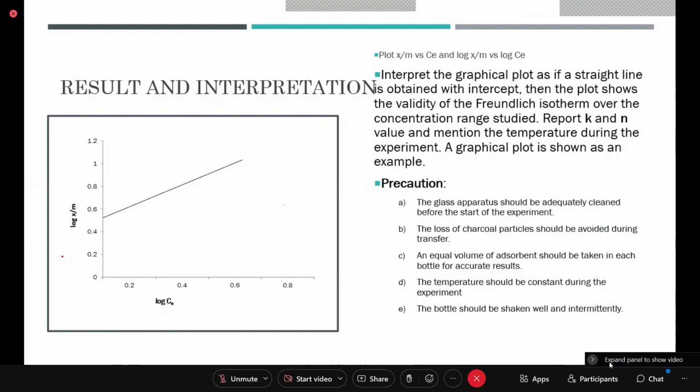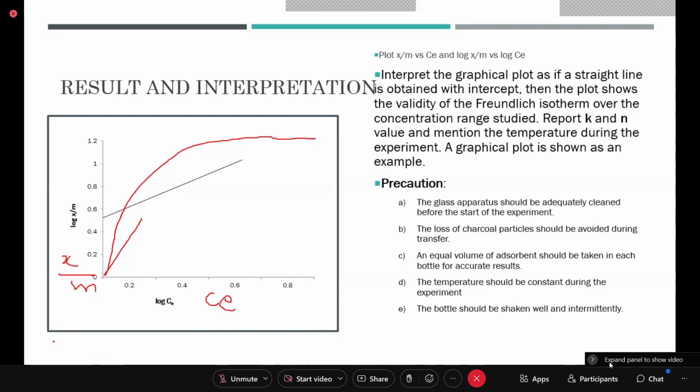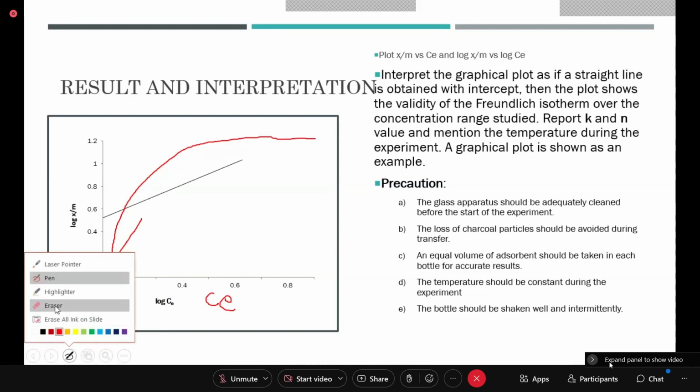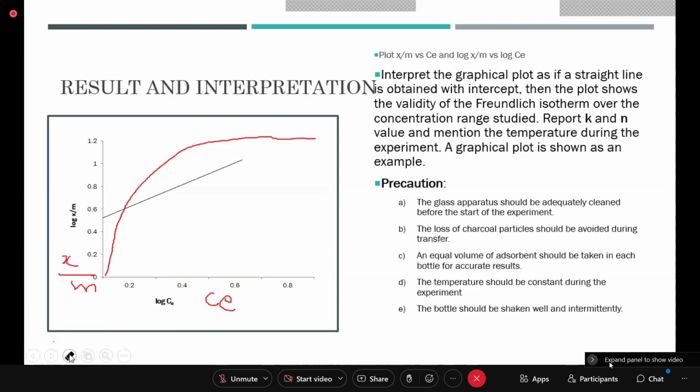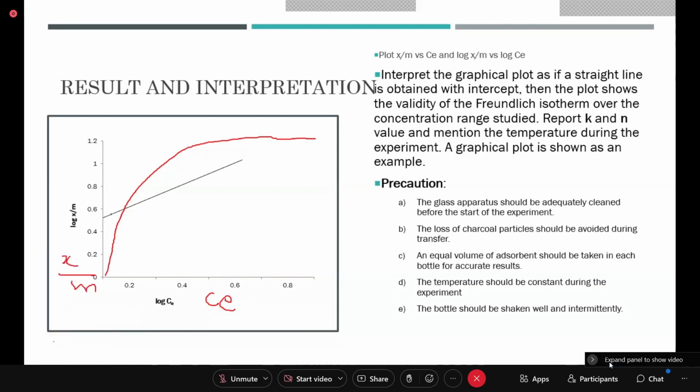X by M. Like if you plot X by M versus CE, okay, so the red one is like this, you will get it like this. Do you have an eraser here? Eraser. Okay. Okay, then this is what you will get.